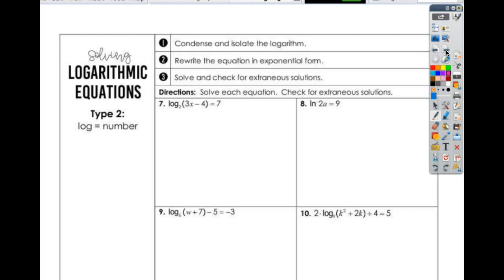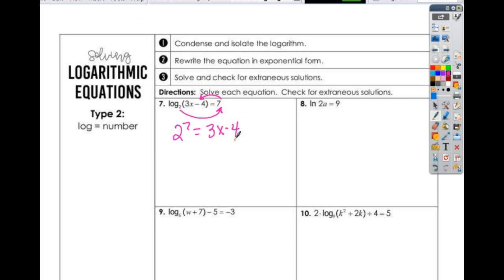Is there a log here? No. If there isn't a log here, we have to make it an exponential. So we're going to use the circle thing, which is we're making it into an exponential, right? I'm changing it from log to exponential form. And so that would be 2 to the 7th equals 3x minus 4.